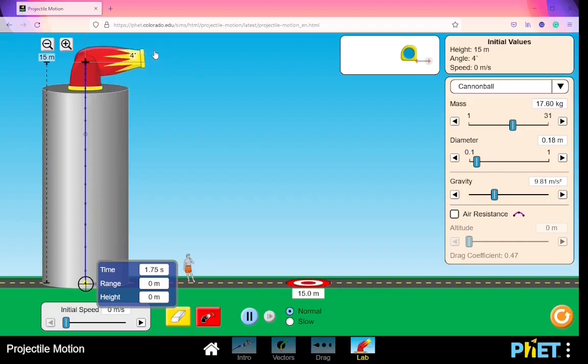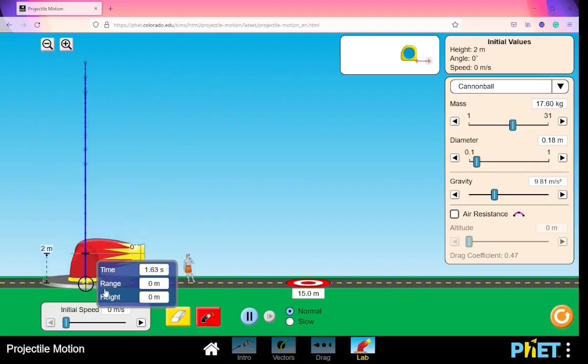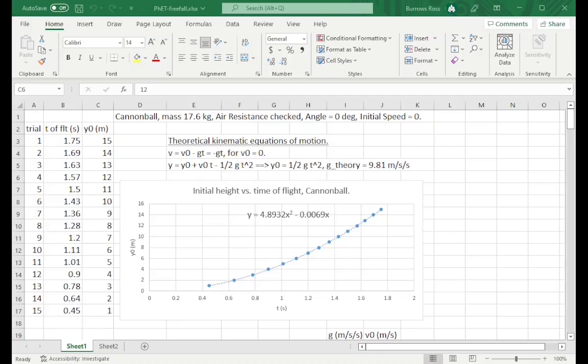We say to set it to 0 in the lab handout, and that's fine. You can set it to 0, just a nice comfortable place to set it. And then we can drop for different heights, 14, 13, and so on. Keep going all the way down to 1, final drop from 1, takes 0.45 seconds.